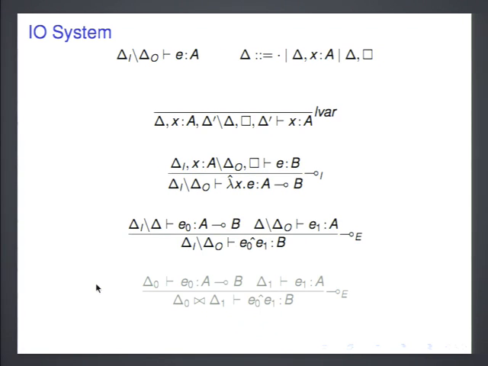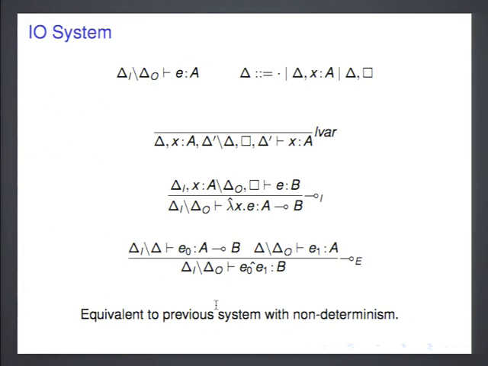And then for the application, we're not actually doing any kind of non-deterministic merging or anything. Instead, we're passing everything to the first hypothesis, and we get something out, and then we pass that into the second hypothesis, or premise, I should say, not hypothesis. And what we get out is what we get out in the end. And so this IO system is equivalent to the previous system that had non-determinism, and there's a proof of this in the paper if you're interested.